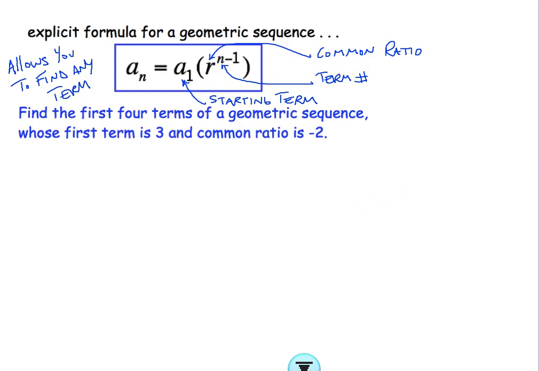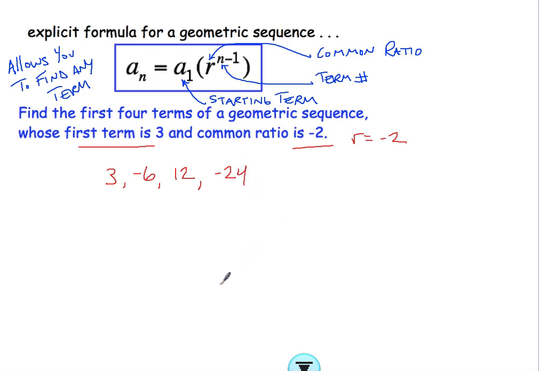All right, so here's our first example. Find the first 4 terms of a geometric sequence. The first term is a 3, and the common ratio is a negative 2. So that means that I'm going to multiply by negative 2 each time. So 3 times negative 2 would give me a negative 6. Negative 6 times negative 2 would give me a positive 12. 12 times negative 2 would give me a negative 24. So there's my first 4 terms.